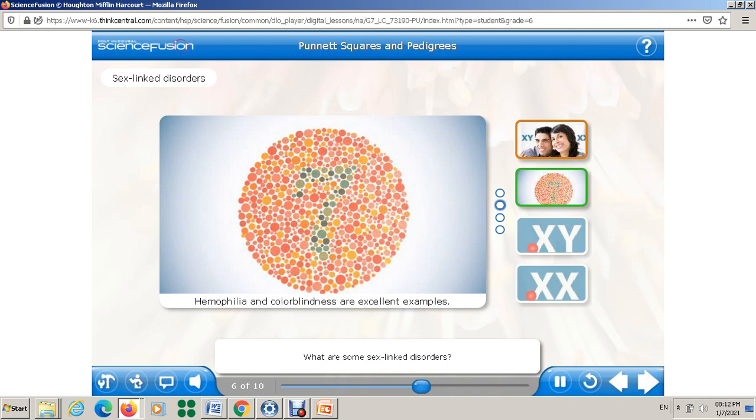What are some sex-linked disorders? Hemophilia and colorblindness are excellent examples. People who have hemophilia have blood that does not clot easily. People with colorblindness have trouble distinguishing between different colors.